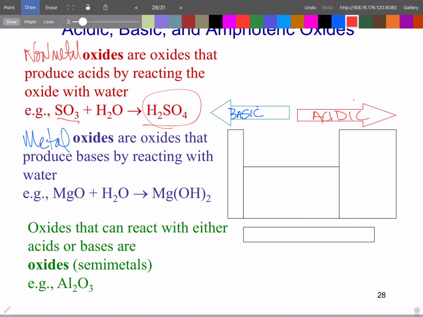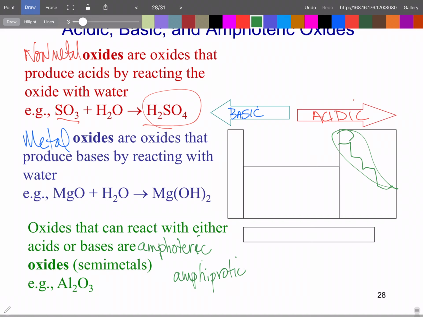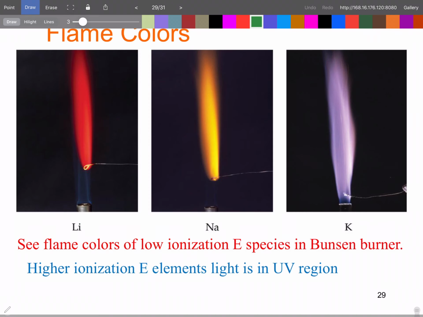And then the ones on the zigzag line tend to be amphiprotic, or amphoteric. Same thing. Just think, what's an amphibian? It lives half of its life on water and half of its life on land. So these tend to be the semi-metals. Okay, so that's the trend.